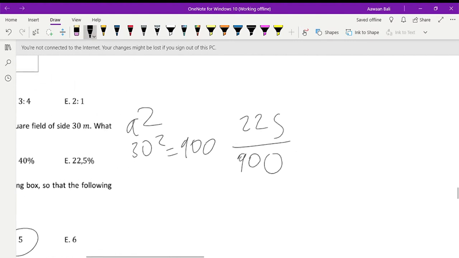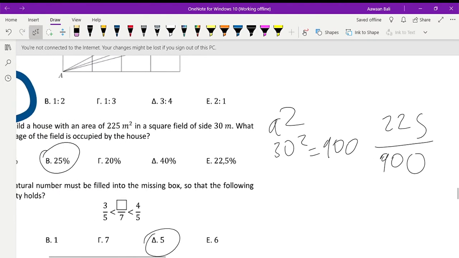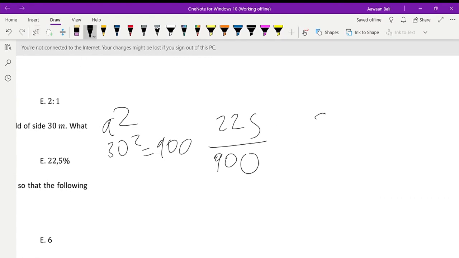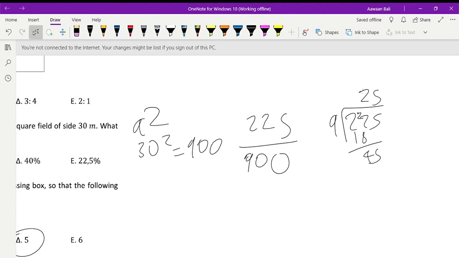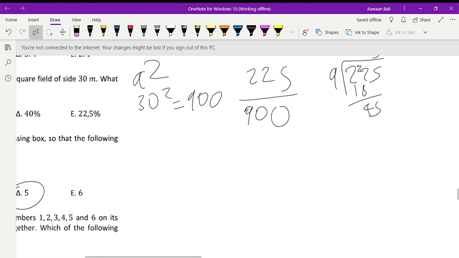So basically, normally you can put percentages out of 100, since percentages are out of 100. So you can do 225 divided by 9. And then you get 25, and you can divide the 900 by 9, you get 100. So 25 upon 100, which is 25%.